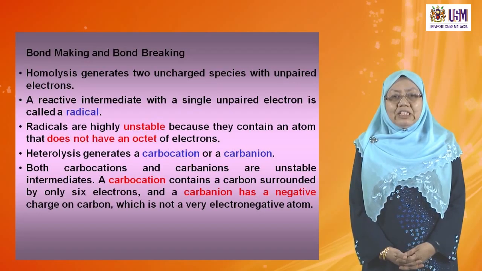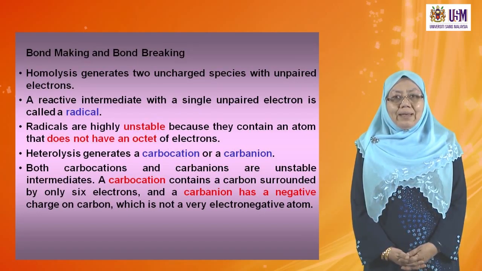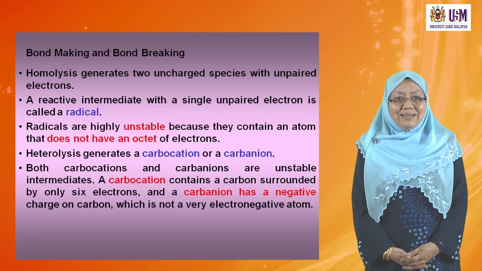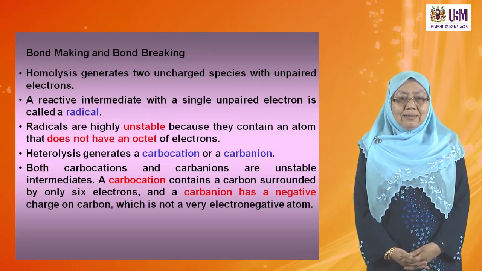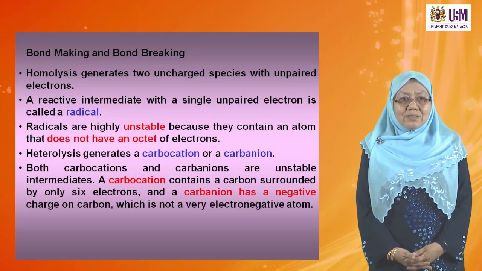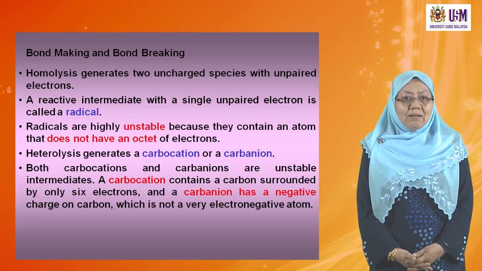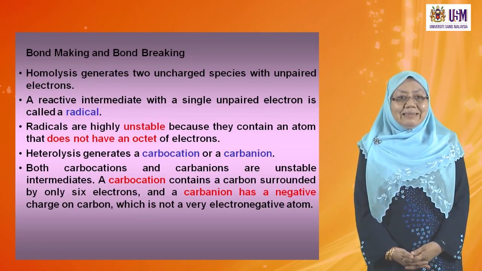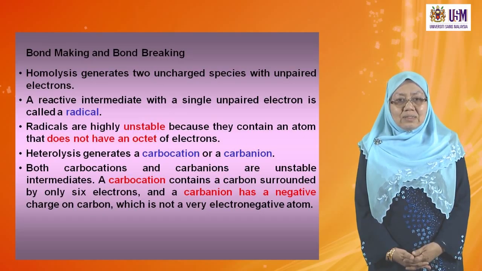Homolysis will always generate two uncharged species with unpaired electrons. And a reactive intermediate with a single unpaired electron is called a radical. Radicals are highly unstable because they contain an atom that does not have an octet of electrons. In heterolysis, we see there is the generation of a carbocation or a carbanion. Both carbocations and carbanions are unstable intermediates. A carbocation contains a carbon surrounded by only 6 electrons, whereas a carbanion has a negative charge on a carbon, which is not a very electronegative atom.